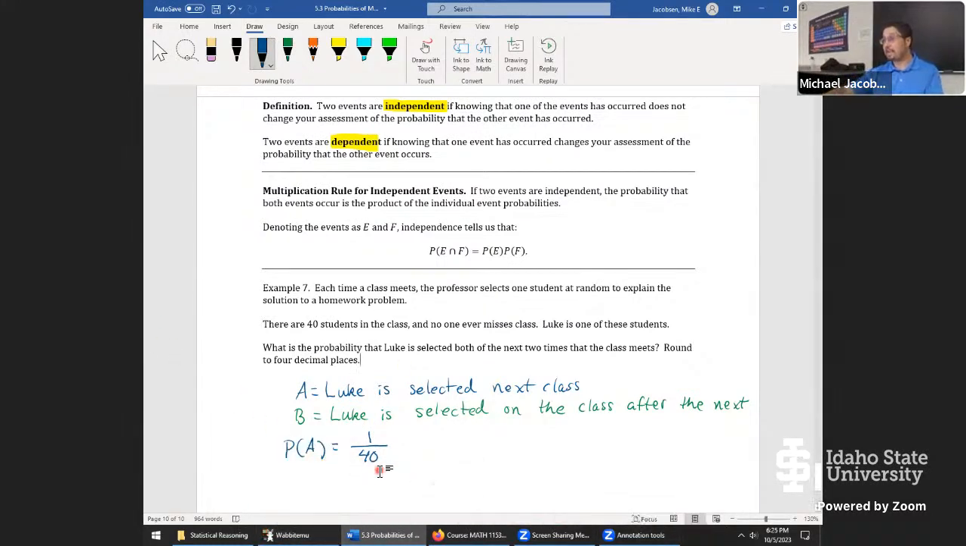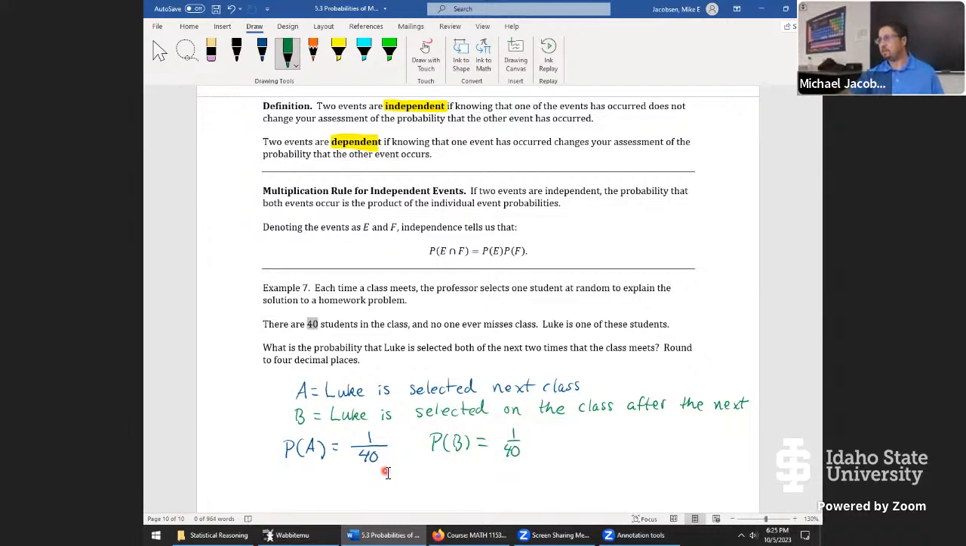Does that make sense to folks on getting that probability here? Awesome. So we're really just saying there are 40 students. That's what went to the denominator. We're only selecting one student, Luke. So one possible outcome out of the sample space of 40 possible events. Really, we're just using the equally likely idea once again. And likewise, if we calculate the probability of B, it goes the same way. It's the same class, all 40 students are there each and every time. So probability of B is 1/40th as well.